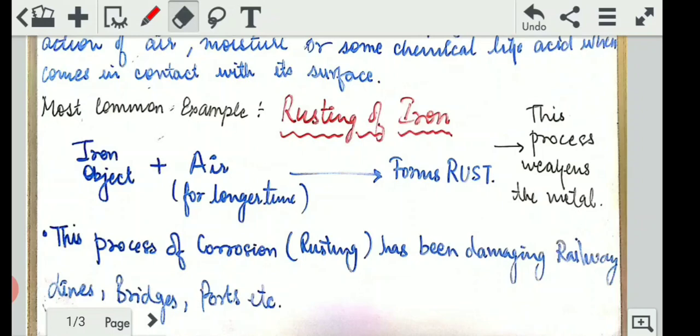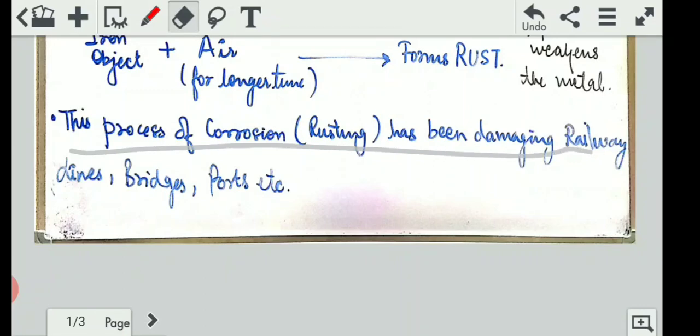Then it might lead to some major accidents also, as trains run on those railway tracks, right? That is why it is very, very important to prevent this rusting, right? I have written, this process of corrosion has been damaging railway lines, bridges, ports, etc. Also the flyovers which are constructed here, the bridges which are constructed over a river flowing down by, right? These are also made up of iron, but anything which is made up of iron needs a regular renovation after a span of 6 months or a year, or maybe earlier, depending upon the situation.